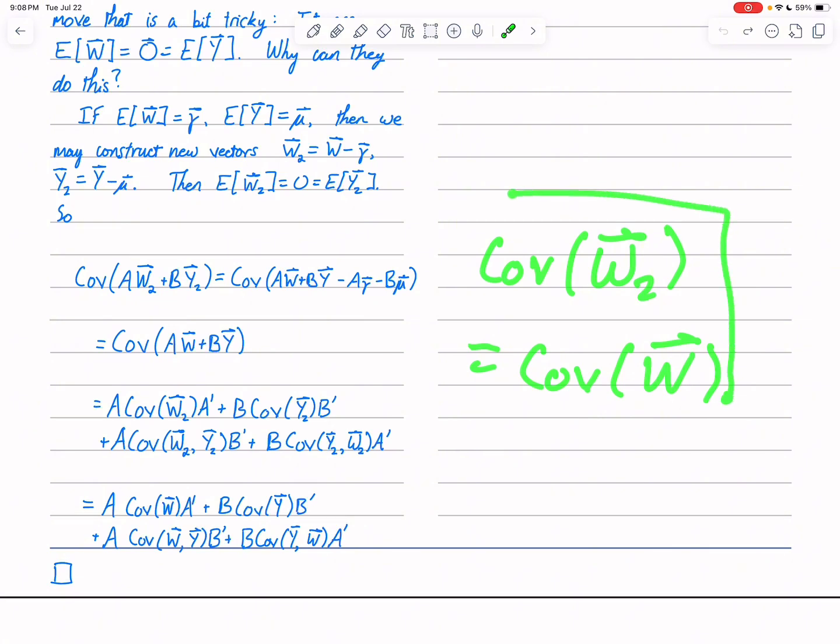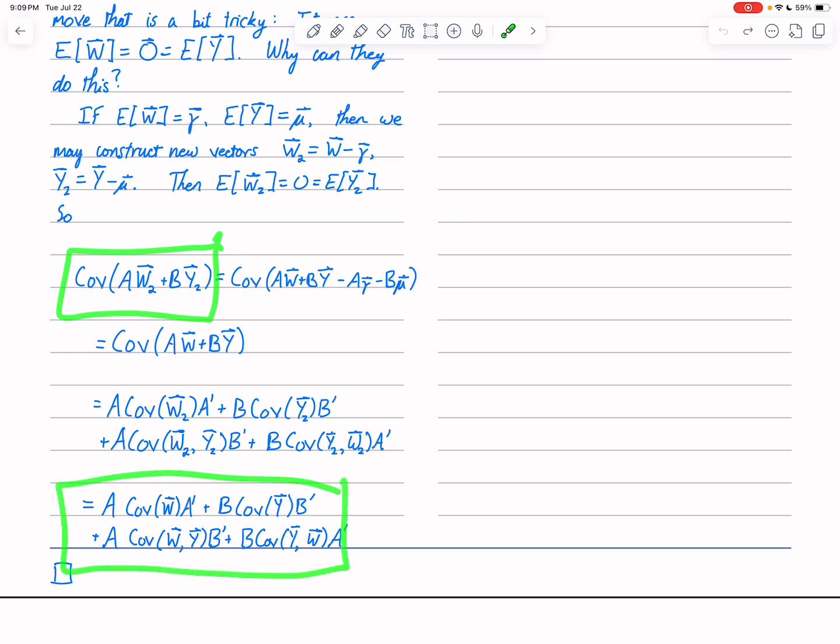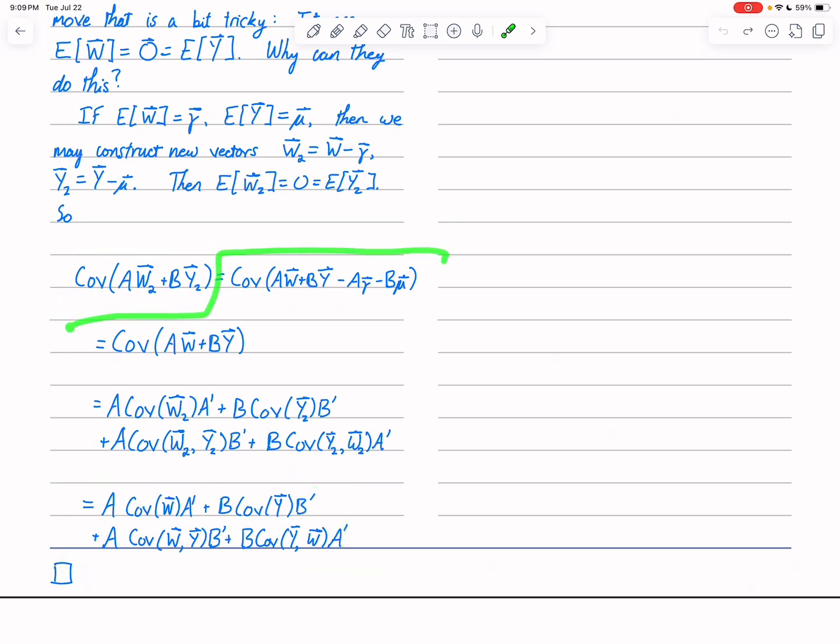But I'm going to use this fact for the rest of the video: that the covariance of W2 is in fact the same thing as the covariance of W, the covariance of Y2 is the same as the covariance of Y, and so on. So ultimately we get that this thing is equal to this thing, but also we can expand it in this other way so that we get toward talking about the covariance of AW plus BY.